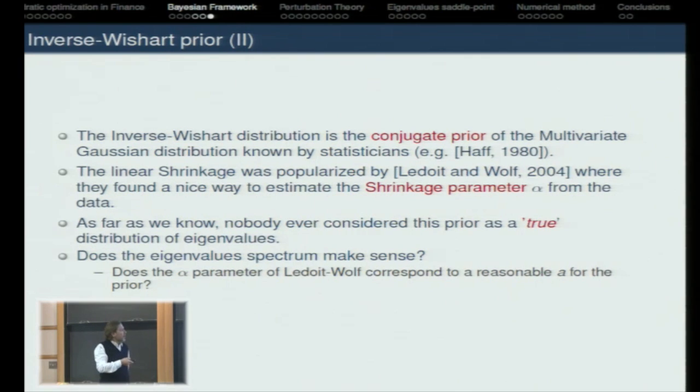Okay, but I think that people have used this Inverse-Wishart essentially for computational ease. We never saw any paper where they actually looked at this distribution. Does it make sense as a true distribution of eigenvalues? And another question is, the way you estimate alpha, does it make sense compared to the data? So we'll come back to these questions a bit later.